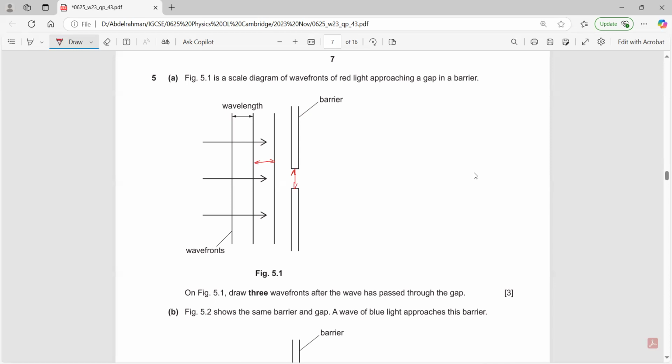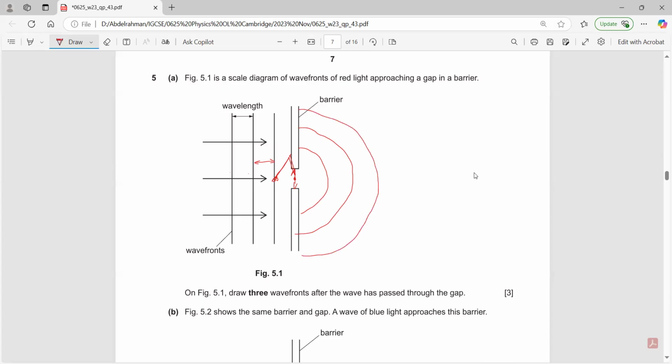So if this gap is a narrow gap, how do we draw it? We draw it using a compass, and the pointy edge of the compass is at the center of the gap, opening up the compass to the first crest or wavefront, and then you draw a semicircle on this side. Then you repeat the process with the 2 other wavefronts. So these are the three wavefronts that have passed.